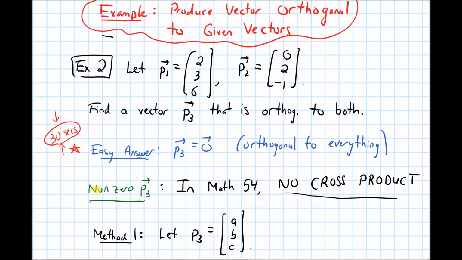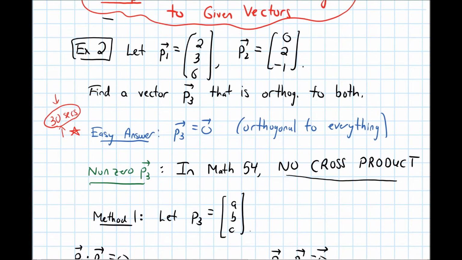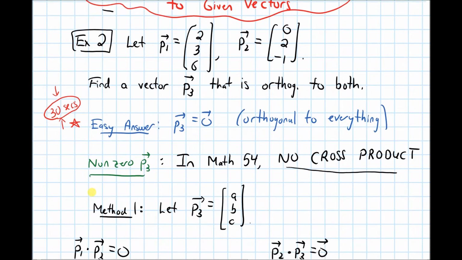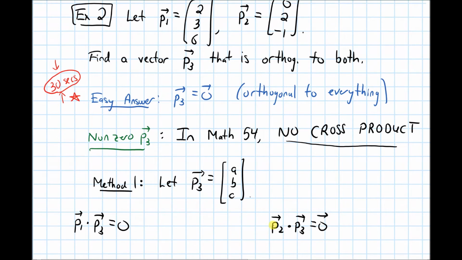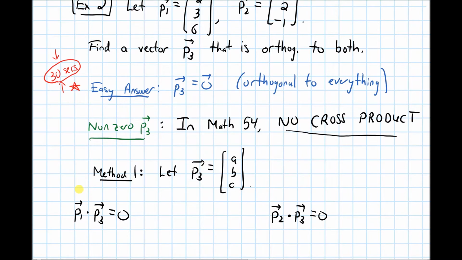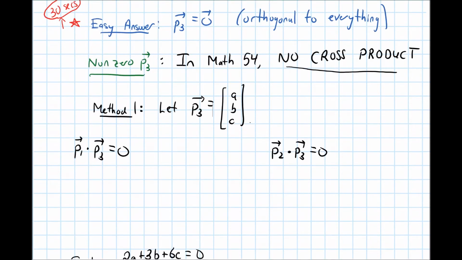Okay, so I'm going to talk about how to do this in two ways. The first way is, let's just begin by letting P3 be a vector with entries A, B, and C, and let's try to figure out what these are. What we know about P3 is, we want it to be orthogonal to P1 and to P2. So these dot products should be 0. Whoops, let me fix this. This shouldn't have a vector on it, because after we take a dot product, it should be a scalar. Okay, so let's work out what these dot products are.